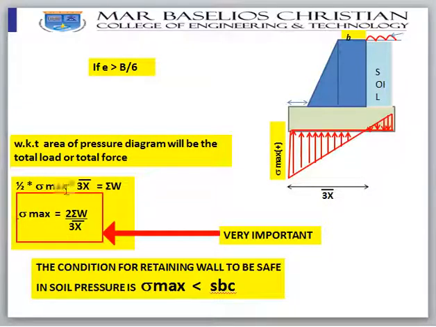So this is an important result, very important. If E is greater than B by 6, your stress diagram will be like this. In that case, your sigma maximum will be equal to 2 sigma W divided by 3x bar. So finally, the condition for the retaining wall to be safe in soil pressure is your sigma max should not be more than SBC. Your SBC will always be more than sigma max. That is what we need to check.